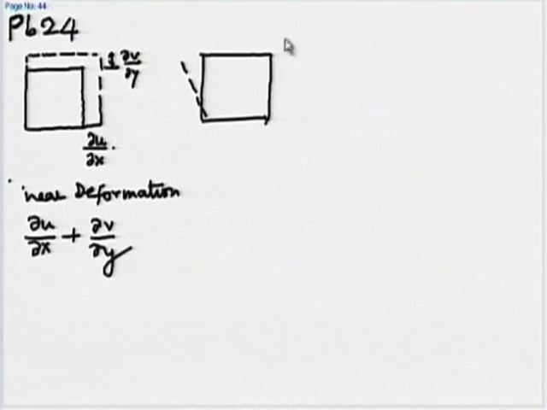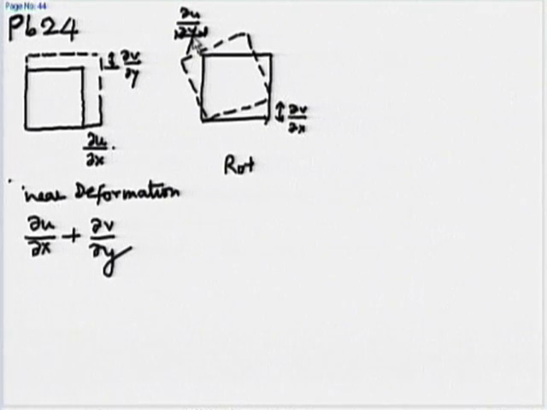It is rotation. Rotation means I should have gradients of velocity in the other direction. This is in the z plane, so that is del v by del x, and the top one is del u by del y. No, I have made a mistake. This is correct, del u by del y, because I moved from bottom to top, velocity has changed.